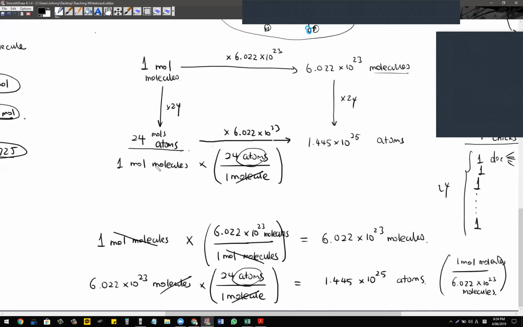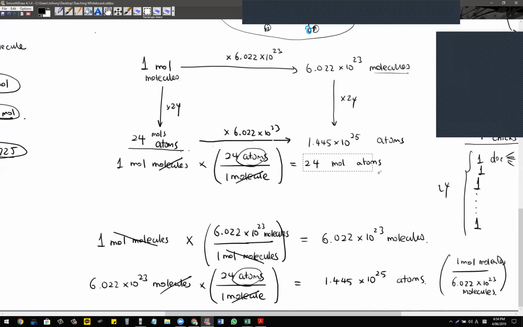So in that case, not entire moles of molecule cancel out here. It was a mole of molecules, mole of molecules. Now it's just a molecule. One molecule gives you 24 atoms, right? So in this case, molecules, molecule cancel out. So that gives you 24 mole of atoms. That many mole of atoms, that's what you have.